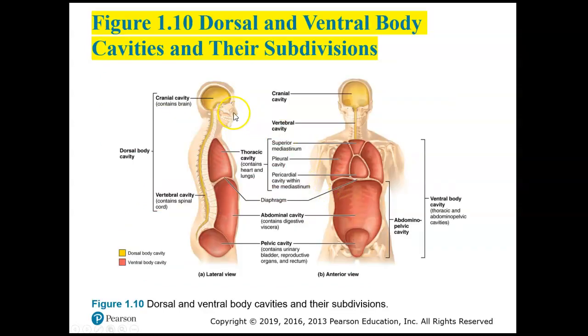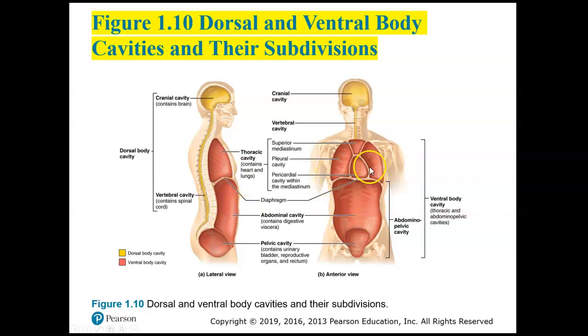And as you can see here, the dorsal body cavity is shown in yellow, and it encloses the brain and the spinal cord. Then you have the ventral body cavity, which includes the thoracic cavity, and then the abdominal cavity and the pelvic cavity. And it's the diaphragm that is the muscle that divides the thoracic and the abdominal cavities.